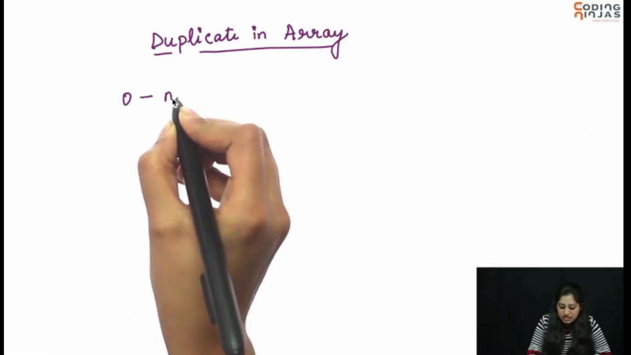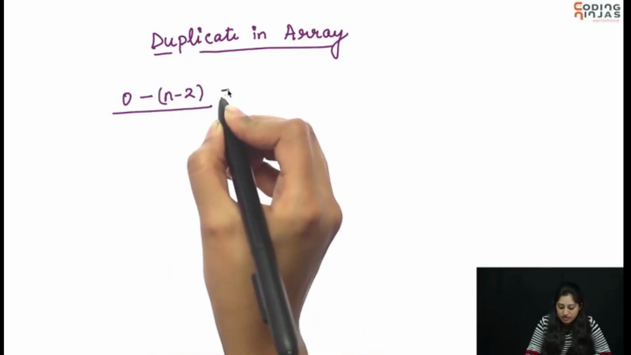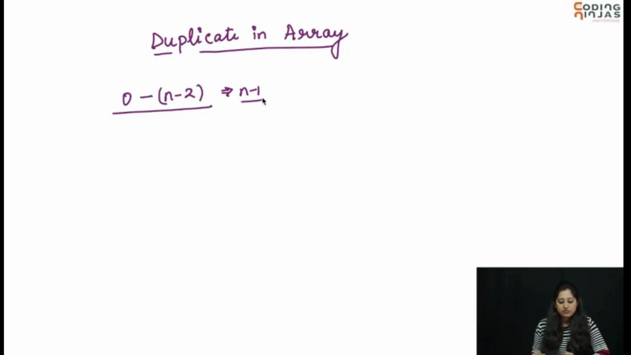Hi, in the duplicate in an array question, you will be given an array of size n which contains elements from 0 to n minus 2. So numbers from 0 to n minus 2, that means these are a total of n minus 1 unique numbers. Out of these n minus 1 unique numbers, there will be one number which is duplicate, and our task is to find out that duplicate number.